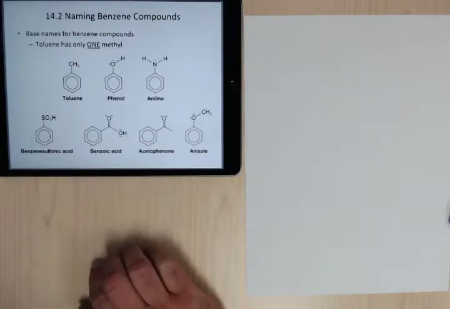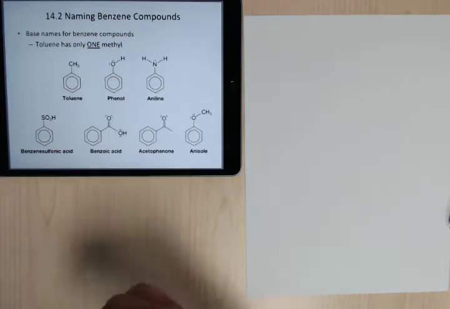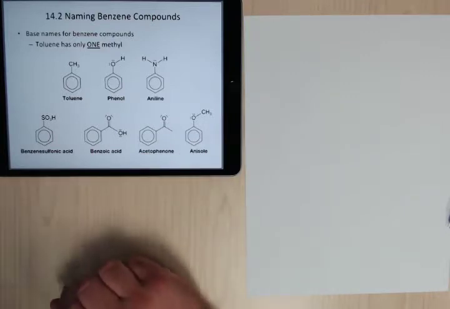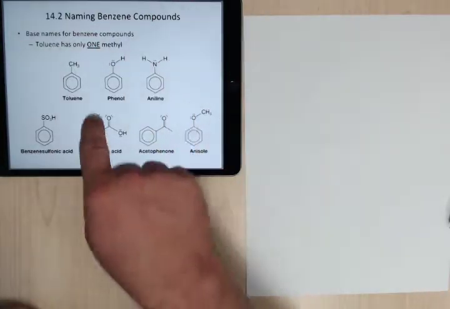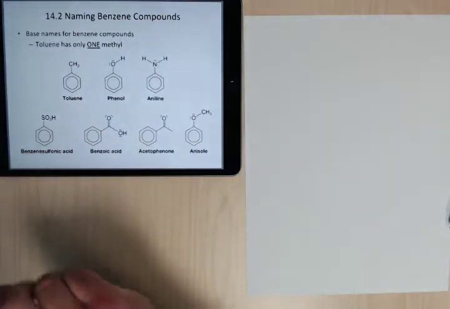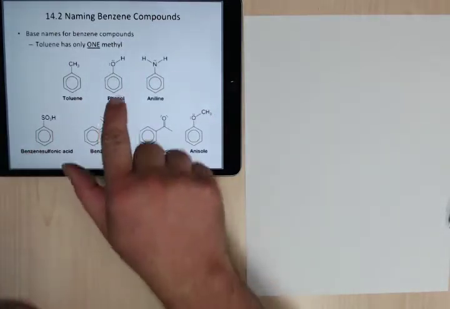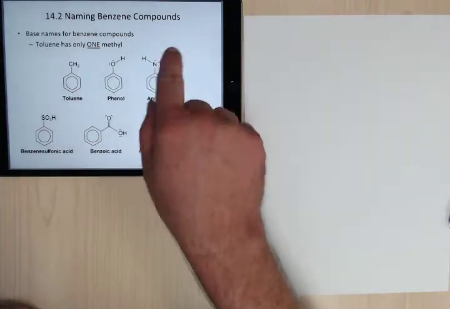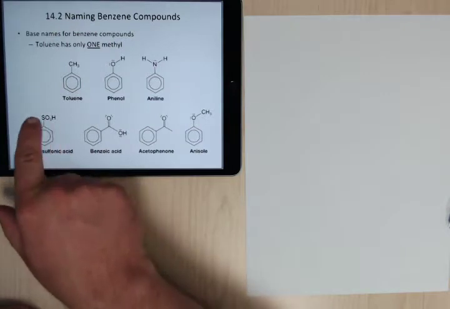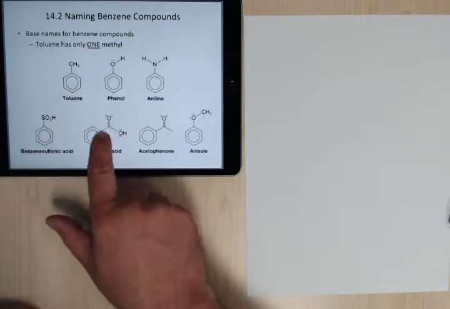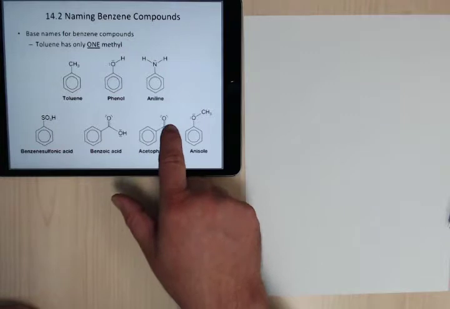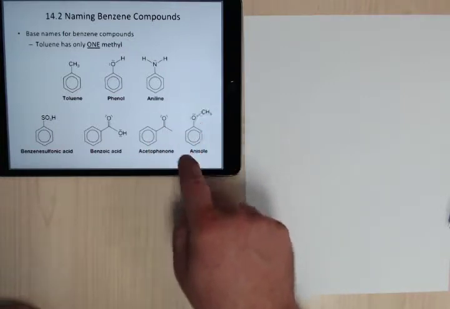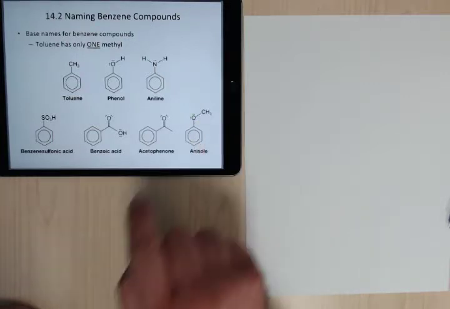Now, the naming of compounds. Okay, so we'll talk about naming of benzenes. The first thing you have to do is take a look at whether we have what are called base structures. So these are the bases. Toluene only has one methyl group. We'll talk about if it's two. But phenol has an OH. Aniline has an amine group. Benzene sulfonic acid has a sulfonic acid. Benzoic acid, carboxylic acid. Acetophenone is a methyl ketone, so it has a C=O CH3 here. And anisole has a methoxy, so O methyl.